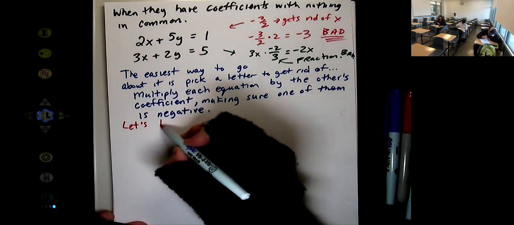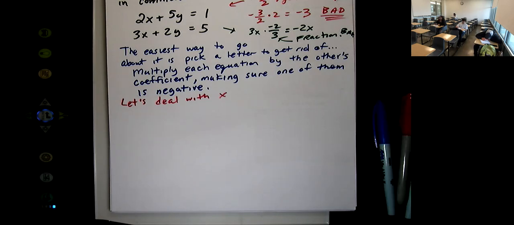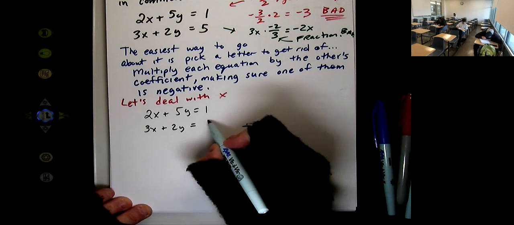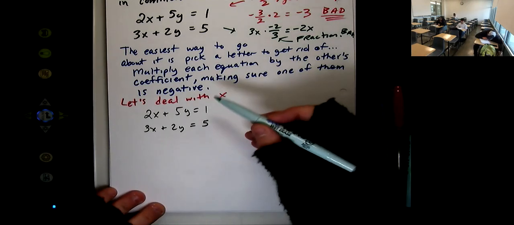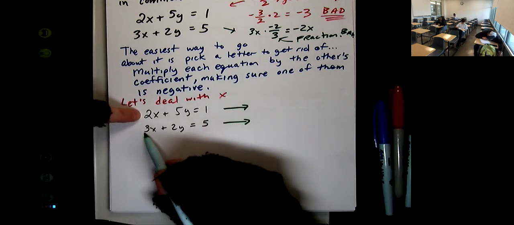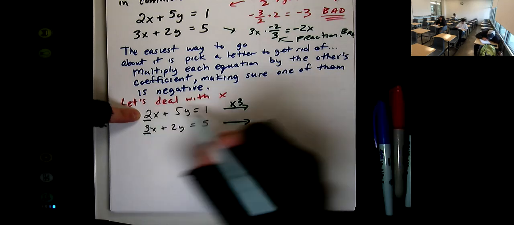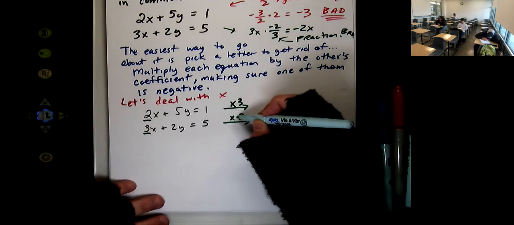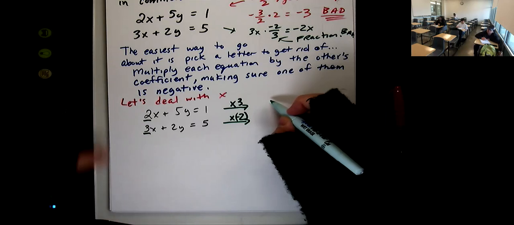Let's deal with x. So I'm gonna rewrite my things down here so that I can see them again. So what I'm gonna do is multiply this line, the other line has a coefficient of 3, I'm gonna multiply this line by 3. This one's got a coefficient of 2, I'm gonna multiply this one by 2. And since they're both positive right now, I'm gonna choose one of them to be negative, I'll make this -2.